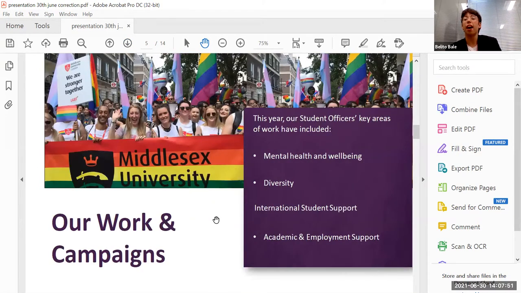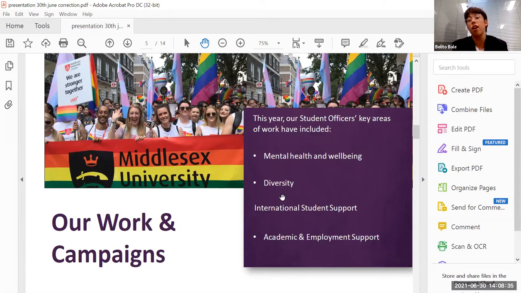So this year, we've been looking at four campaigns. We've looked at mental health and well-being, which obviously has been, I think, even more important over this pandemic year than it ever has been. So making sure that we have lots of hangout spaces for international students, making sure that students know about resources that they can use to make sure that they're feeling well. Working with our university counselling and mental health team to make sure that services are as representative of student experience as possible, and generally making sure that mental health is kept a top priority by the university.